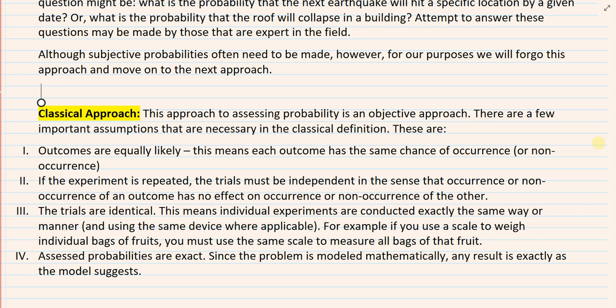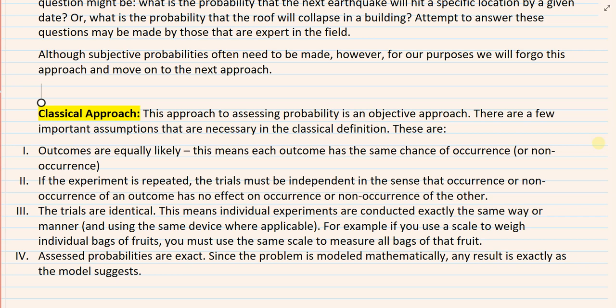The second presumption for the classical approach is that if the experiment is repeated, the trials must be independent. We're talking about independence in a statistical sense. Independent outcomes are outcomes where the occurrence or non-occurrence of one has no bearing on the occurrence or non-occurrence of the other. So that would be the second presumption, independence of outcomes.